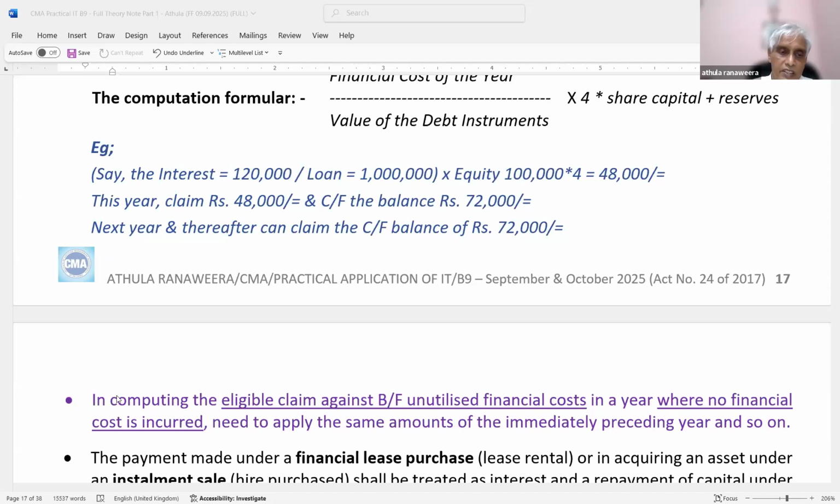Right. Now, therefore, it says like this: in computing the eligible claim against brought forward unutilized finance cost in a year where no financial cost is incurred. Now, this is how it is addressed subsequently. Originally, there wasn't any answer for your question. After pointing out your question, they included this in 2022. What is the newly included one? In computing the eligible claim against the brought forward unutilized finance cost in a year where no financial cost is incurred. Now, in the next year, no financial cost is incurred. Then you have to apply the previous year's amounts and calculate it and enjoy.